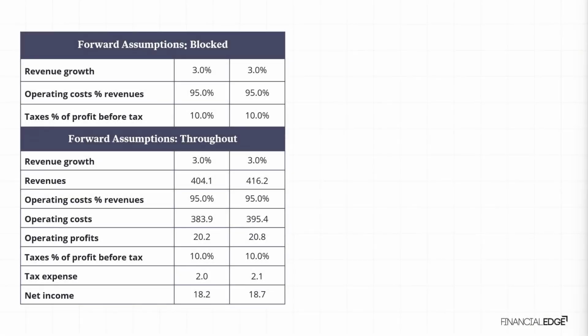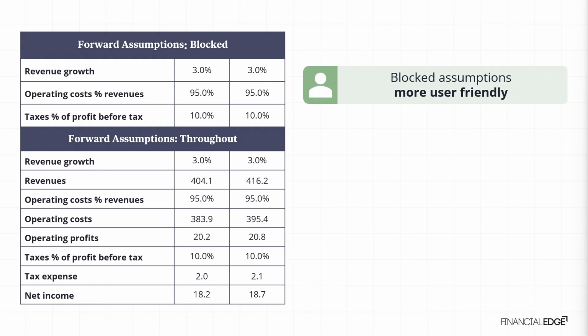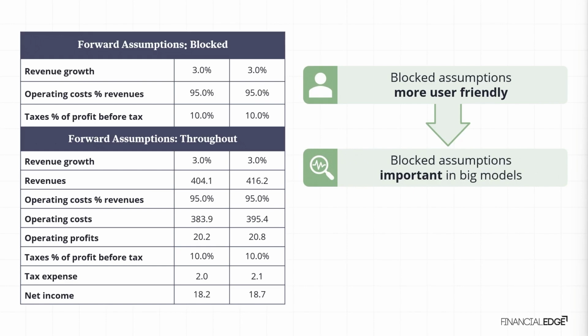Our first design choice is what to do with our assumptions. Do we block them together or do we put them throughout the model? In the top part of our table here, we've got them blocked. So revenue growth assumptions, operating cost assumptions and taxes assumptions are all together. Now the benefit of putting them all together is that it's more user-friendly. I can never forget where they all are because they're all in one place. Particularly in a big model, you might have them all on one tab. Blocked assumptions thus are particularly important in bigger models.